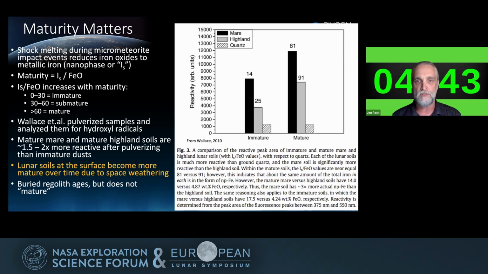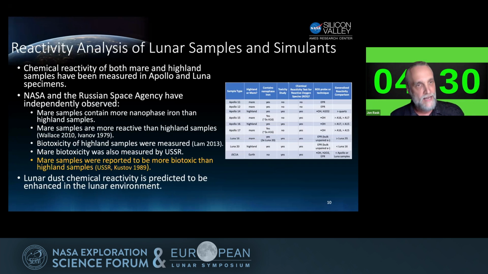And we know that the lunar surface is very different all over the moon. And so the location where you're working is important in terms of analyzing that actual sample. So there's been a lot of work done on reactivity analysis of lunar samples and simulants. And the main takeaway here is that I want to emphasize that both NASA and Russia have independently observed that Mare samples contain more nanophase iron than Highland samples. And as we mentioned before, Mare samples appear to be more reactive than Highland samples.